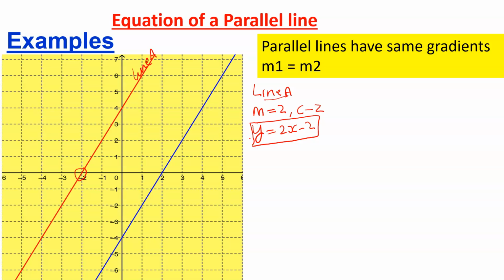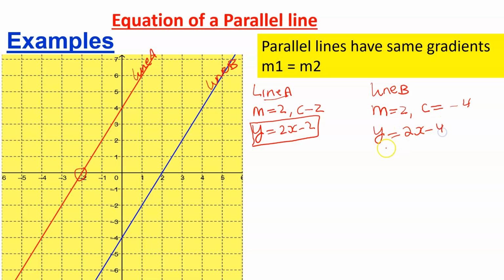Okay, the other one, this one is line B. Do we know m for line B? Let's work out. If I start, for example, from here, 1 step, 2 steps, so that's 2. It should be, because they are parallel, the two gradients must be the same. And where's the C? The C is minus 4. Put them together, you get y equals 2x minus 4.